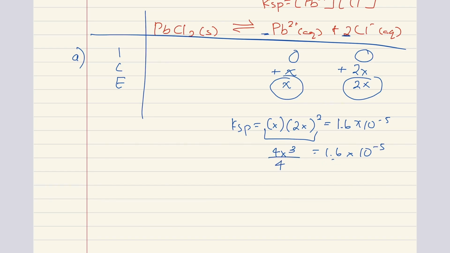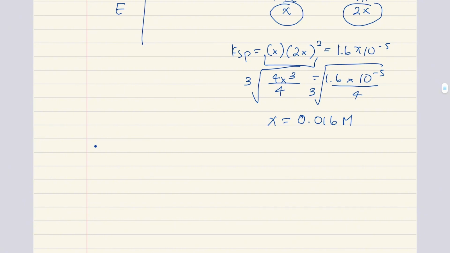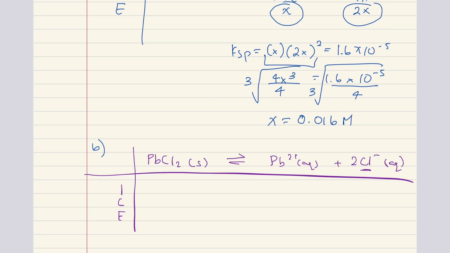Now we can divide both sides by 4 and take the cube root, and we can get the value of x this way. x is equal to 0.016 molar. So that is for part A. What about for part B, when we have 0.1 molar sodium chloride? For part B, we're also going to set up an ICE table similar to the one we saw in part A, but we have to pay close attention to two things here.